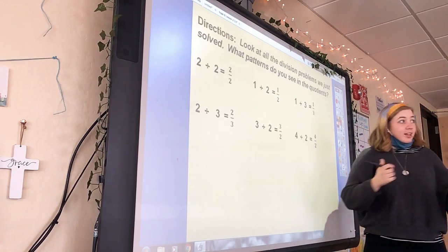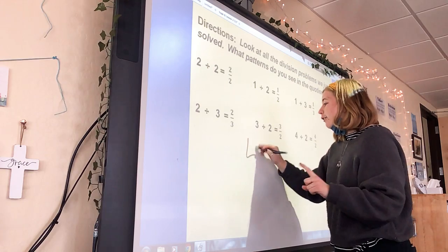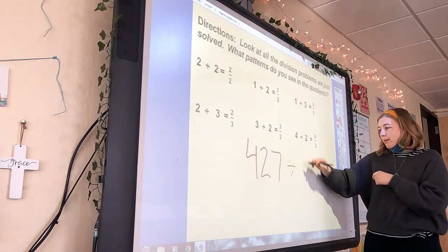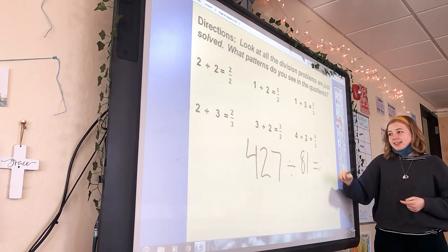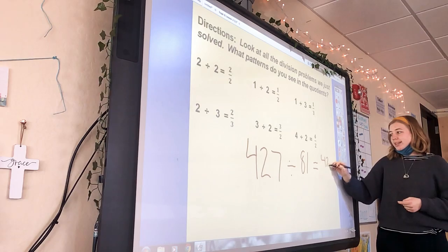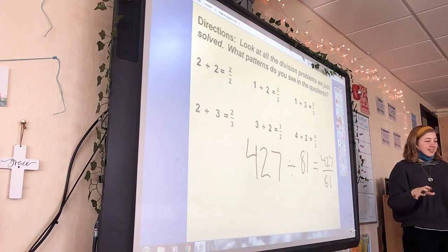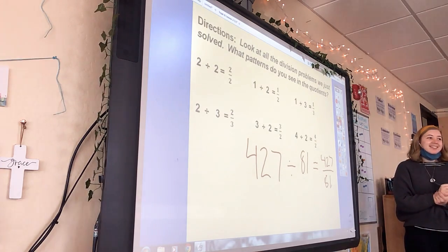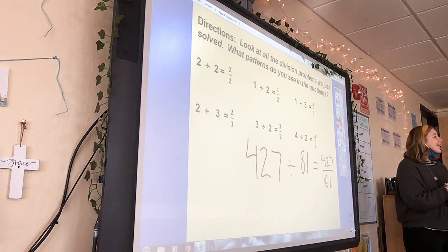So, a fraction is a division sentence. Okay, if I had 427 divided by 81, the fraction to represent that would be 427 over 81. That's it. That's literally the easiest thing of your entire life. Just write the same numbers down, people. Nobody should get anything wrong. You guys are making it so complicated.